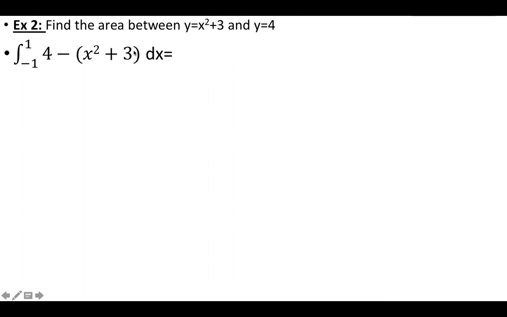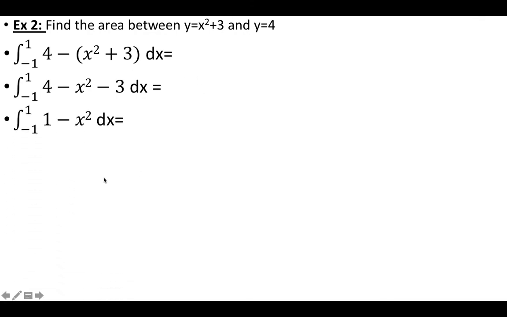Notice how I did parentheses around this. That means this negative will be distributing, so be careful. And notice how I put the two intersection points right here on my integral. That's going to give me the area. Distribute. All right, let's take the antiderivative. Oh, actually, before that, you're going to be doing too much work if you jump into the antiderivative. So first do 4 minus 3. That's going to lessen our work.